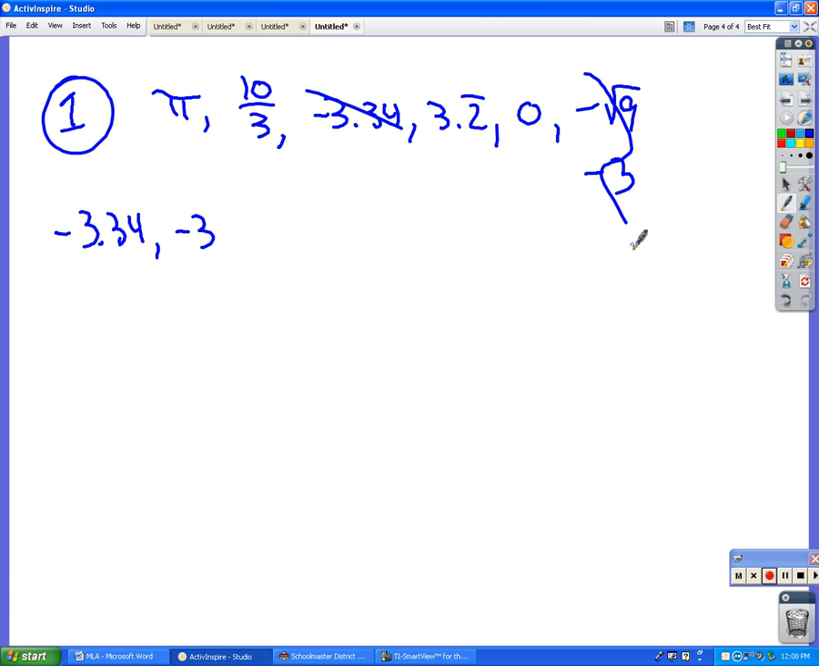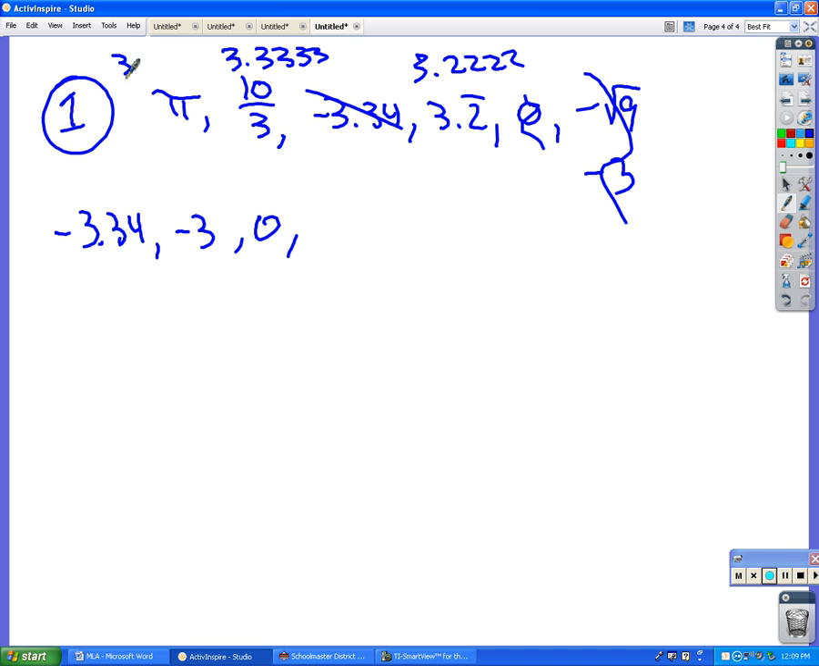What's going to be the next smallest number after that? What's going to be the next smallest number after 0? Because 0 is right in between the negatives and the positives. Okay? What's that? Okay, 3.2 repeating is 3.22222. 10 thirds is 3 1/3, which is 3.33333. Okay? But what's pi? 3.141.